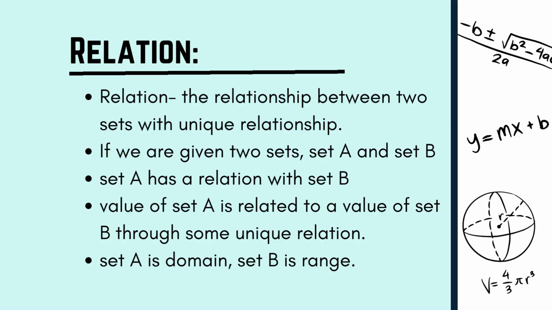Relation is the relationship between two sets with unique relationship. For example, if we are given two sets, set A and set B, where set A has a relation with set B, then a value of set A is related to a value of set B through some unique relation. So we can call set A the domain and set B the range.